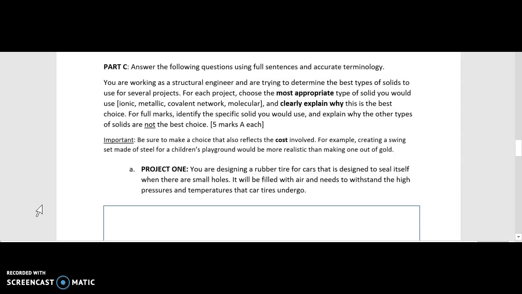Part C is you're doing a little bit of application. You're going to take what you know about the solids and apply them to a couple of projects. So you are working as a structural engineer, and you're trying to determine which solids you should use for two different projects. For each project, you're picking the most appropriate type of solid. So what I'm grading you on is, did you pick the best option? Obviously you could pick multiple things, but is the one you suggested the one that would have made the most sense? And did you explain why the other one wouldn't have worked as well?